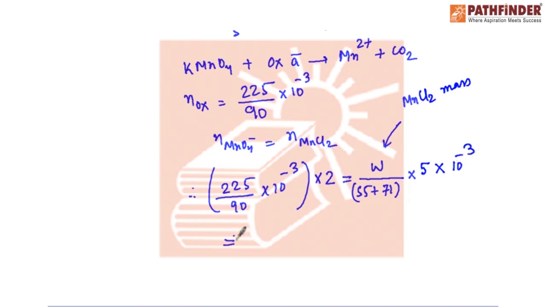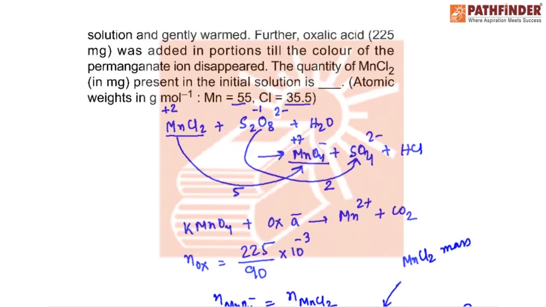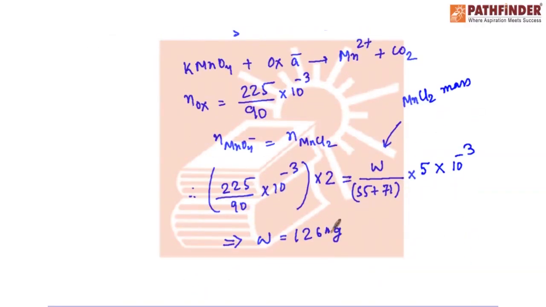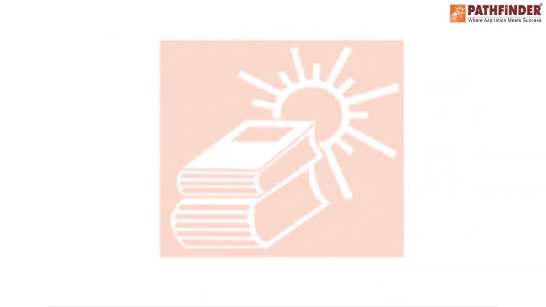So if you solve this, you will get the value of W, that is the mass of MnCl2, equals 126 gram, 126 milligram. Moving to the next topic, which is atomic structure. Now in atomic structure, we will discuss the atomic structure in the problem approach.